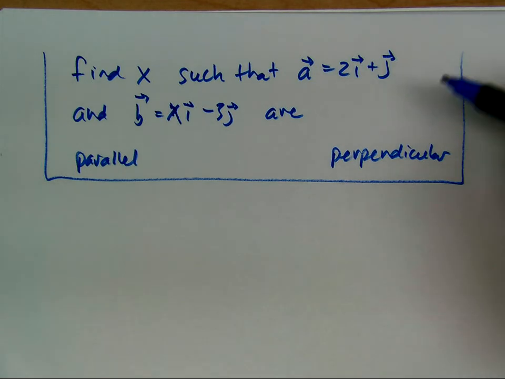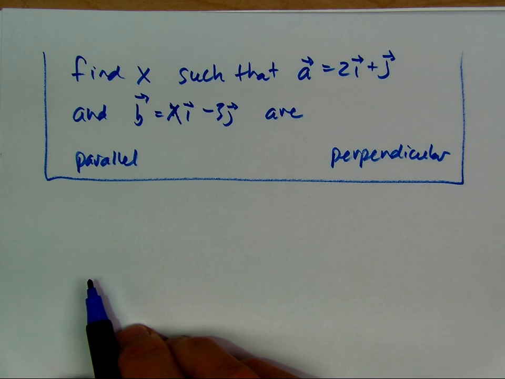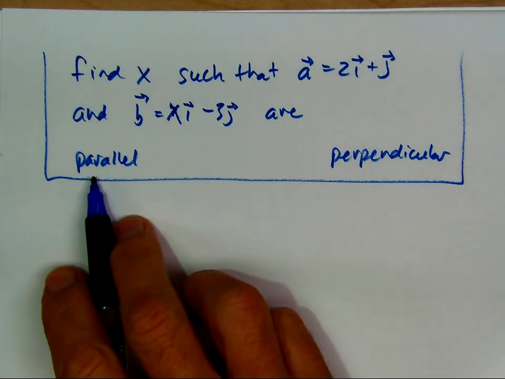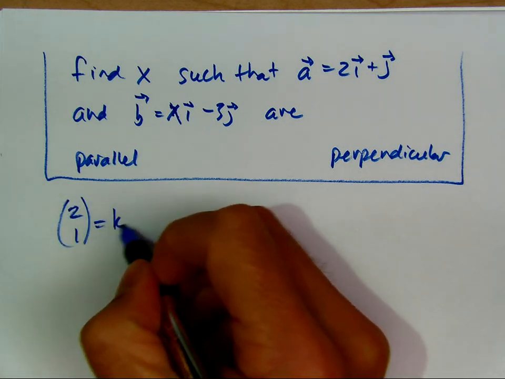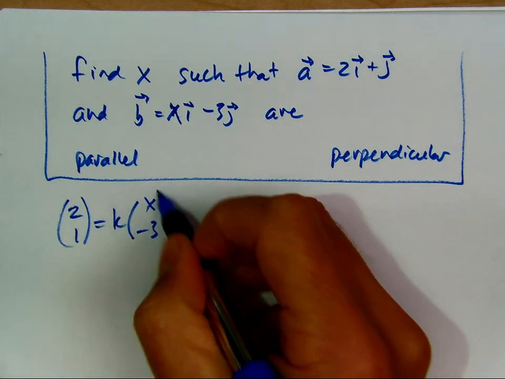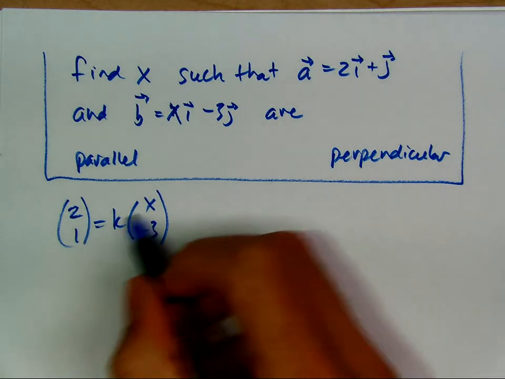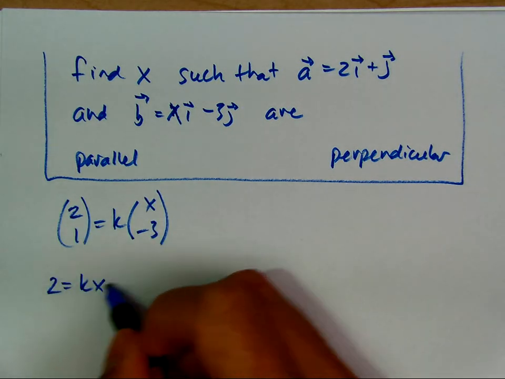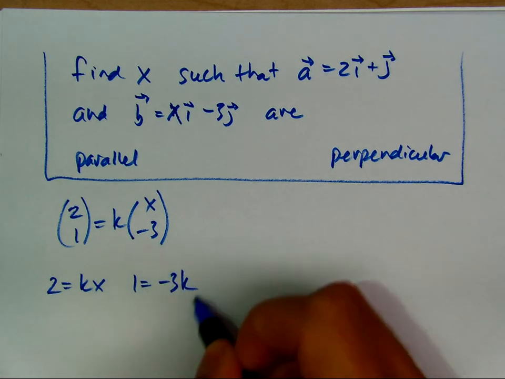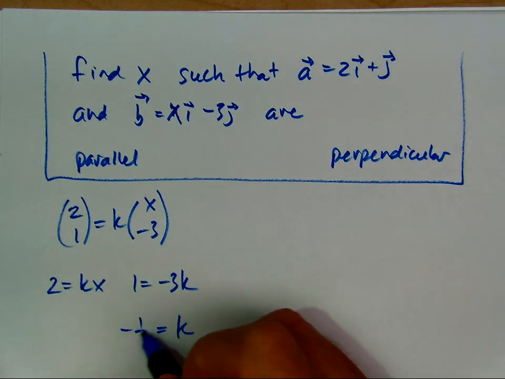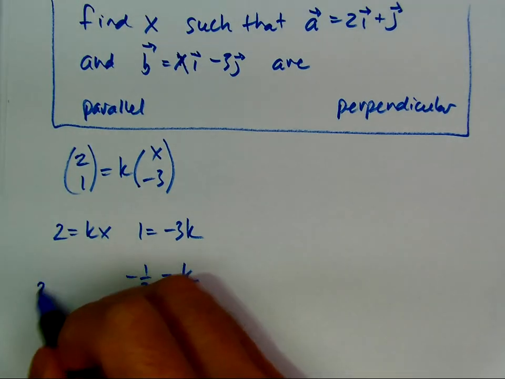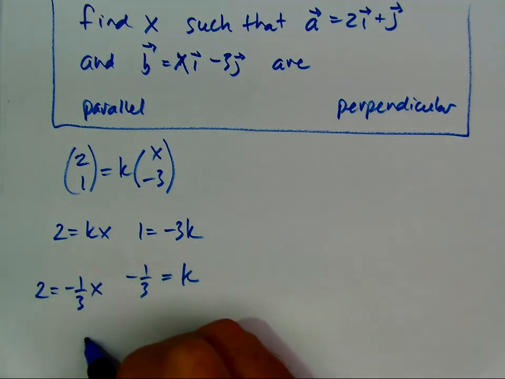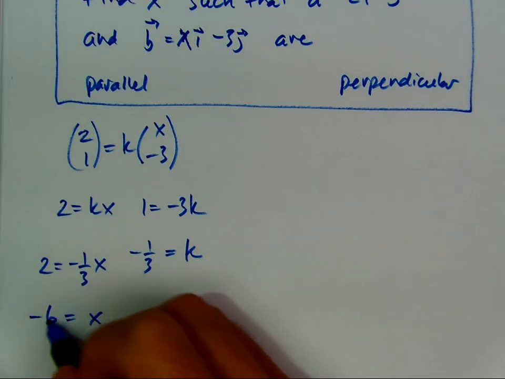Alright, similar question. Try this one. Pause the video. So finding x, if the vectors a and b are parallel, then we know that a is a scalar multiple of b. So that means 2 equals kx and 1 equals negative 3k. So k equals negative 1/3. And then that means over here we have 2 equals negative 1/3 x. So x equals negative 6.